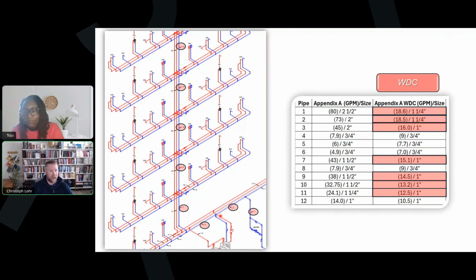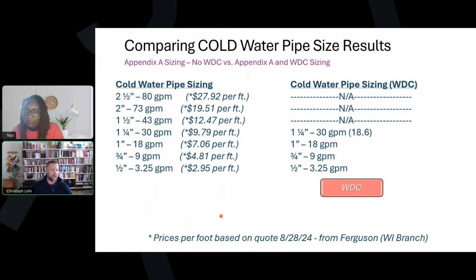Now, looking at dollars per lineal foot, again, by eliminating these largest pipe sizes, especially on our mains, we have a comparison of material cost savings of $27.92 per lineal foot versus $9.79 per lineal foot. So that's a lot of our starting functions. And again, that's based off of data from Ferguson back in late 2024. But that gives you an idea of what some of those cost savings opportunities are on the engineering side.